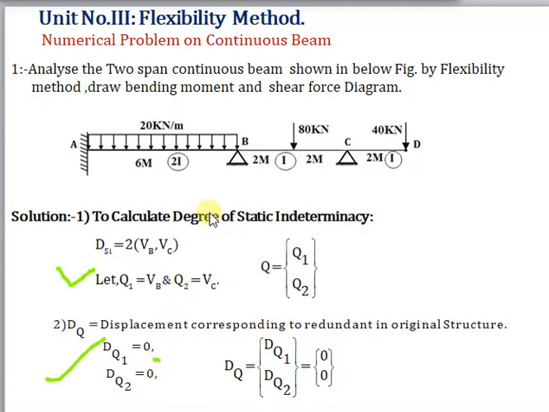Now our redundants are present at B and at C in the form of VB and VC. In the original structure there is no spring provided at B and C. Also there is no sinking type of support at B and C. Therefore displacement will not occur in the original structure at B and C, and that's why the values of DQ1 and DQ2 are 0.